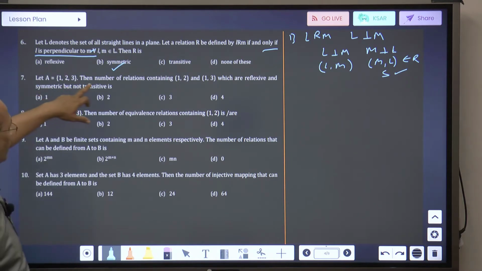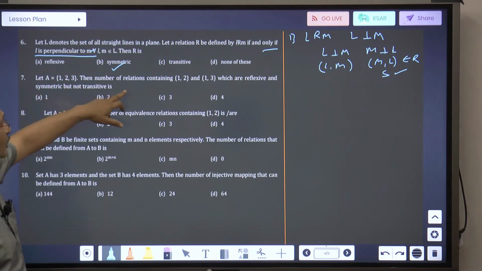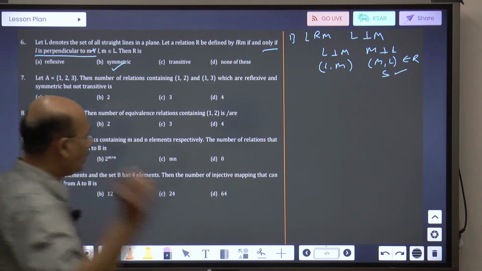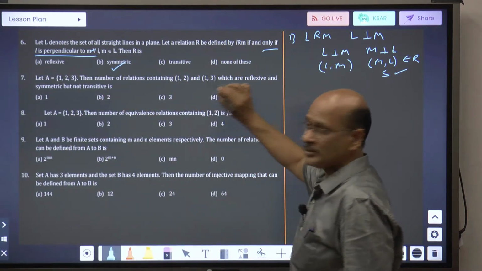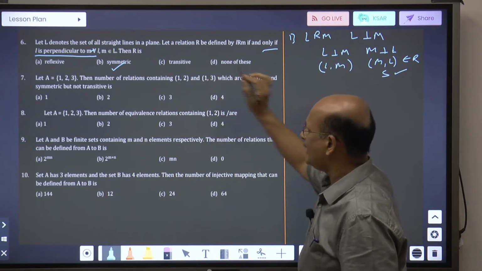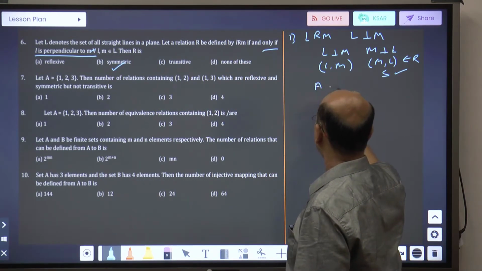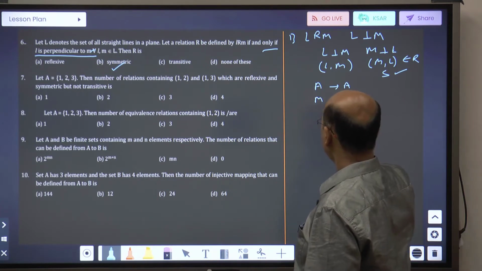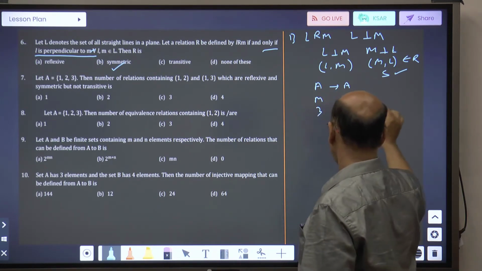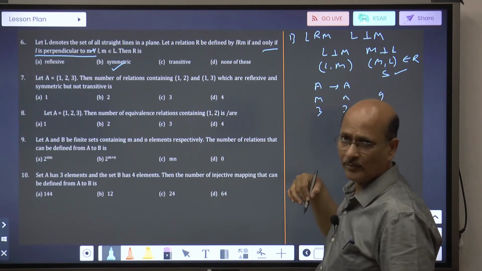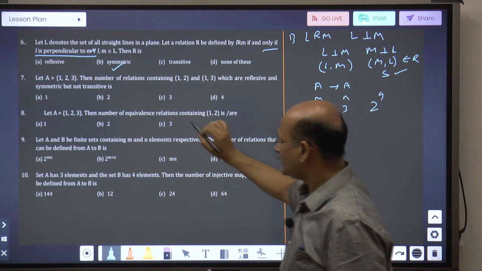A is {1, 2, 3}. The number of relations containing... Now this is important. Normally what we saw was the number of relations from A to A. This is M, this is N, this is 3, this is 3. So I believe 2 raised to mn, 2 raised to 9 relations I can form. But what they are telling is a condition.